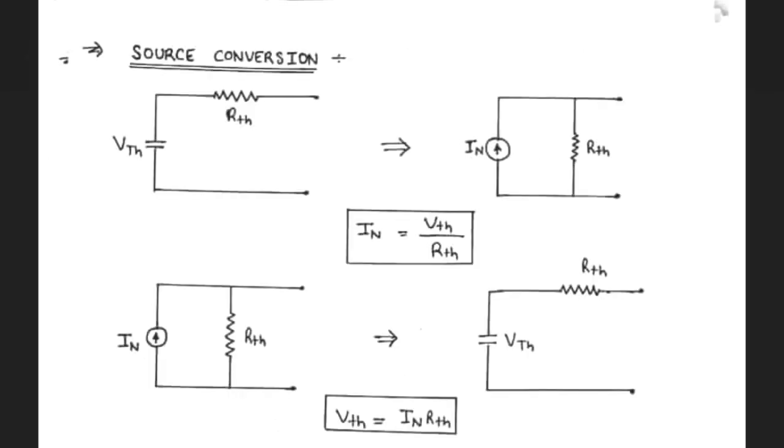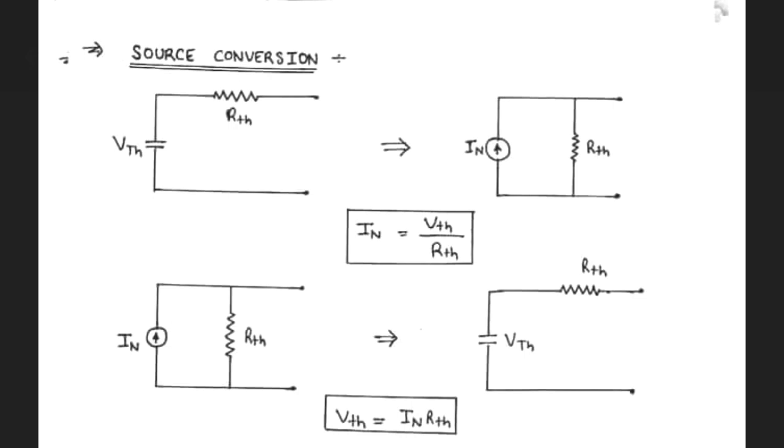Source conversion, source transformation: V Thevenin with R Thevenin can be converted into Norton's current in parallel with it. Everybody knows a voltmeter or any such meter has high resistance, which is why we connect a voltmeter across phase and neutral. Similarly, V Thevenin has high resistance R Thevenin, and that is converted into Norton's current IN in parallel with R Thevenin. Now IN equals V Thevenin by R Thevenin.